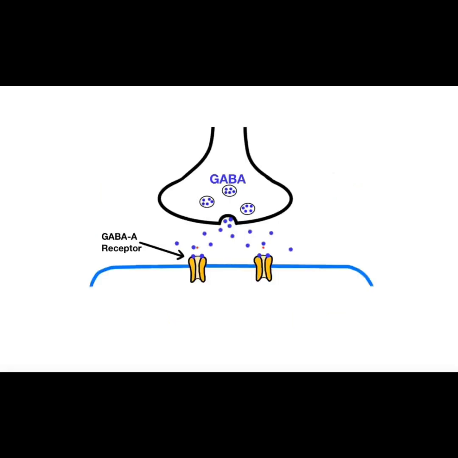Now, when 2 GABA molecules bind to the GABA-A receptor, a conformational change is induced, which results in opening of the central pore that allows negatively charged chloride ions to rush into the cell. This in turn increases the negative charge inside the postsynaptic cell, which makes it more difficult for excitatory inputs to cause an action potential. Now, GABA-A receptors are present in high concentration in the limbic system.